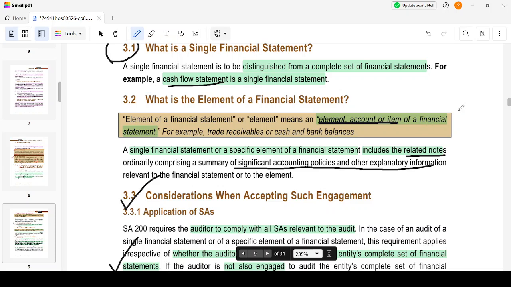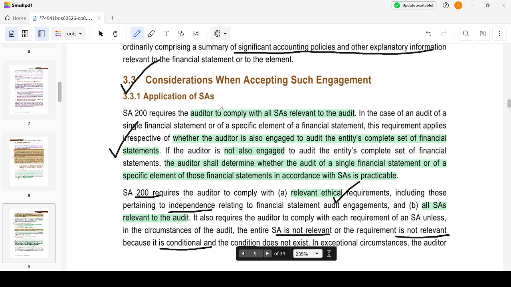What are the considerations when accepting an engagement? SA 200 requires the auditor to comply with all SAs relevant to the audit. Irrespective of whether I am auditing a complete set of financial statements or a single financial statement or a single item of a financial statement, I have to comply with all. What does SA 200 require us to comply with? It requires us to comply with the relevant ethical requirements, which include independence, and also all the SAs that are relevant to the audit.